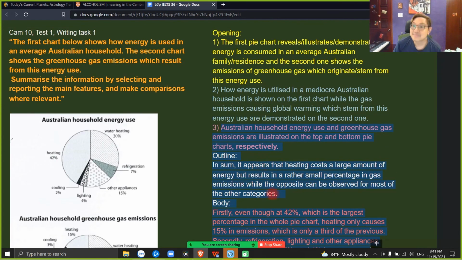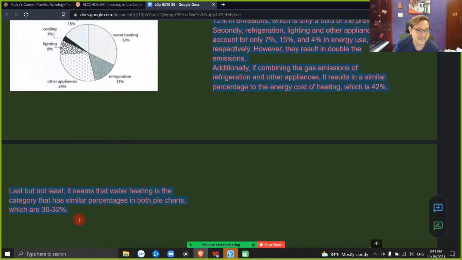Last but not least means you have to mention that at the end, okay? It must come at the end, because it means last but not least, very important.